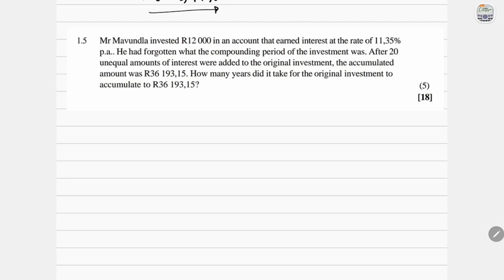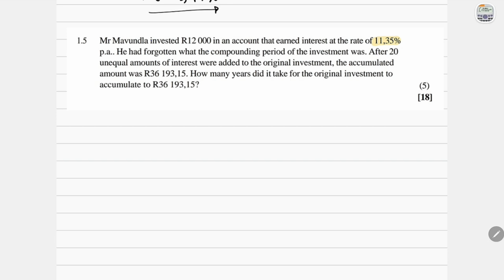Question 1.5 says, Mr. Mavundla invests 12,000 Rand in an account that earns interest at a rate of 11.35%. Okay, so invest, meaning this money is going to grow. Okay, so we know that we are using some sort of growth. You can already see compounding. So compound interest growth, 11.35% per annum.